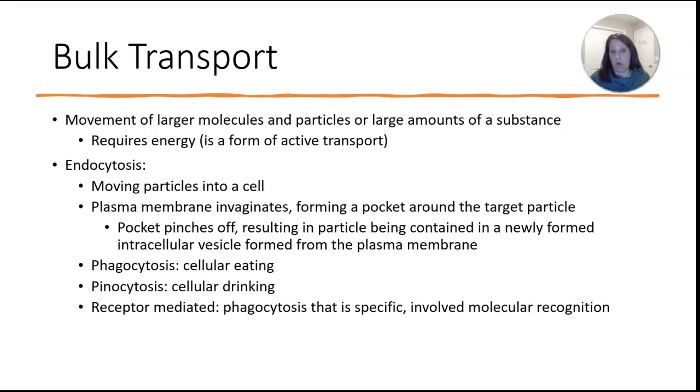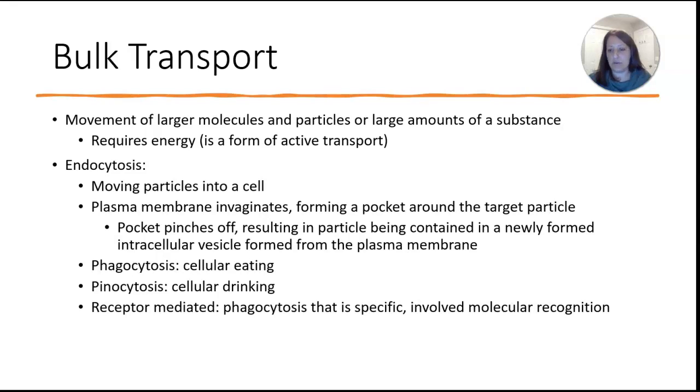It could even just be water, or it could be like a whole bacterial cell, or a bunch of sodium ions all at once. Okay, so it's the movement of a large volume of molecules or particles all at one time. This, like active transport, requires energy. In fact, it is a form of active transport. So there are two main types. There is endocytosis and there is exocytosis.